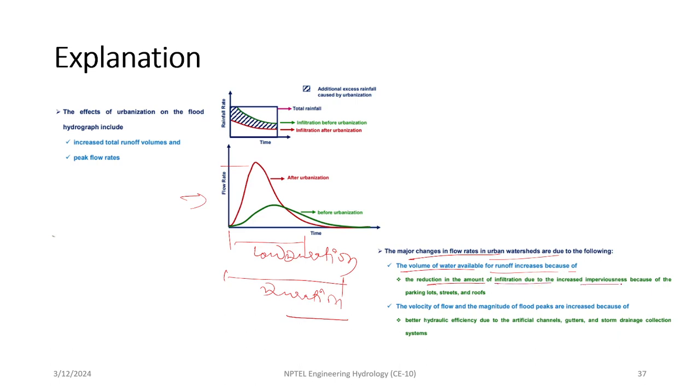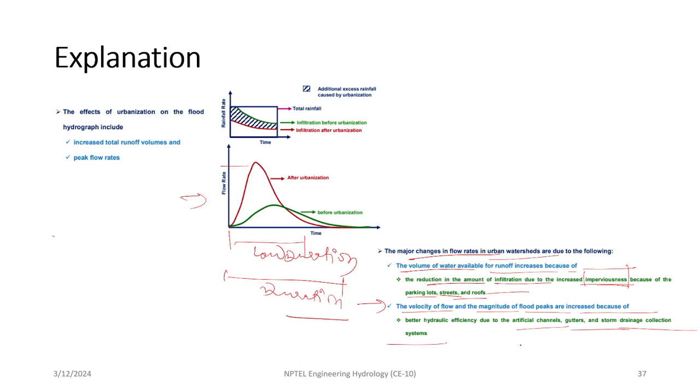One more important word you have to note down is imperviousness. Because of more construction, the ground becomes impervious, so there will be more runoff volume. What kind of structures can you see? Parking lots, streets, roofs, you can observe them anywhere. Then the second option: velocity of the flow and magnitude of the flood peak are increased because of the artificial channels. Gutters can also be found in urban areas. Storm drainage also you can see.